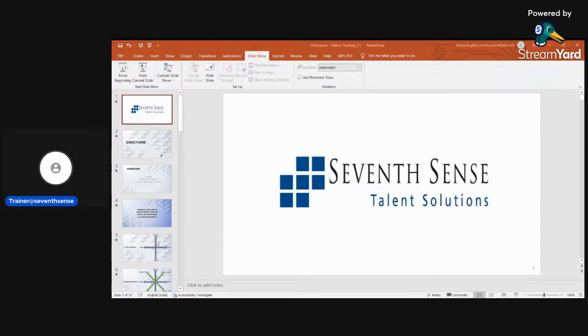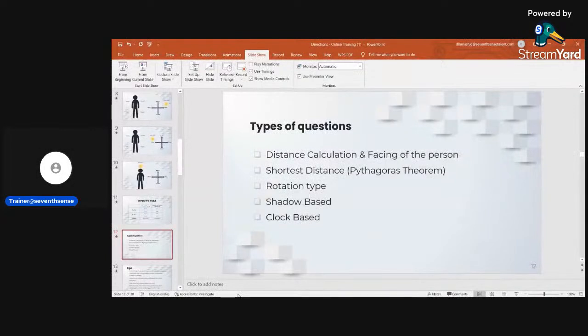So during 12 noon, exactly at 12 noon, the person may face towards any of the directions, so there will be no shadow. And you will be knowing this, and this is also not a new concept for you. So during 12 noon, your shadow lies exactly on the same line, the straight line of yours. So the shadow will not appear as well, right? So the types of questions like distance calculation and facing of the person, and shortest distance using Pythagoras theorem. So you may have heard about this Pythagoras theorem in your schooling.